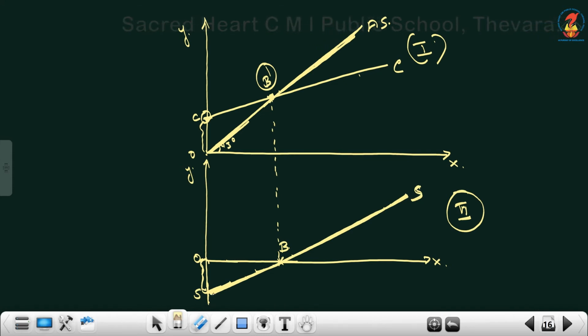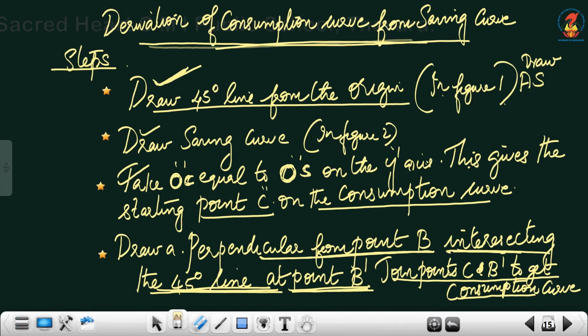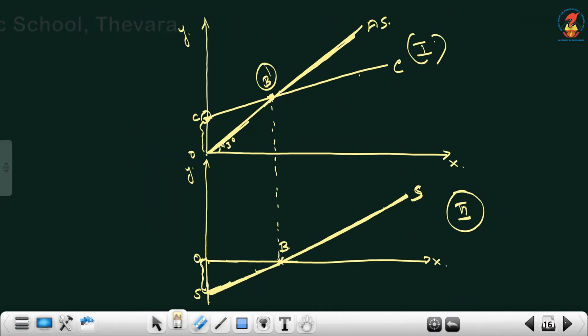So, it shows a negative intercept. So, it starts from here. Now, the next step is take OC equal to OS. That means this is the OS, right? This part is OS, the starting point of the saving curve is S. So, take this equal measurement of OS to OC to draw the consumption curve.